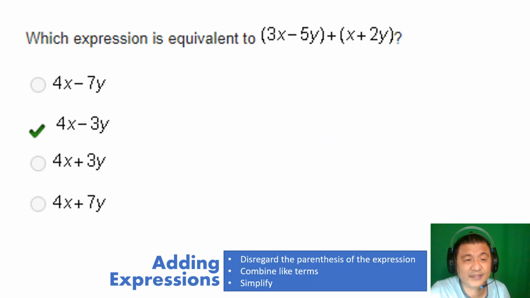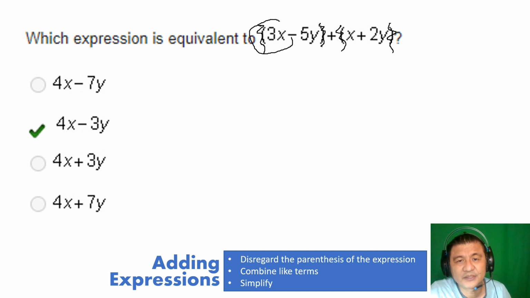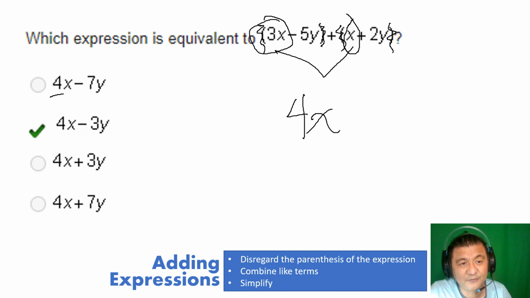Okay, let's try to add again. Again, in adding, ignore the parentheses. I can now combine the like terms, 3x and a single x, that becomes 4x. All of them have 4x.